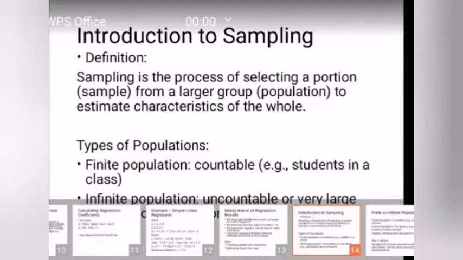So if we've understood that, we'll be moving on to sampling. Is there any question? So far, is there any question?